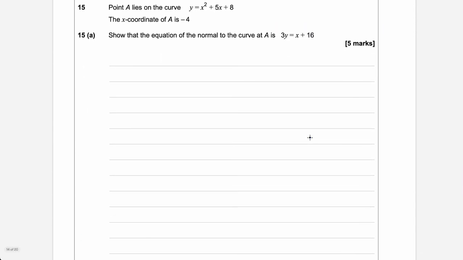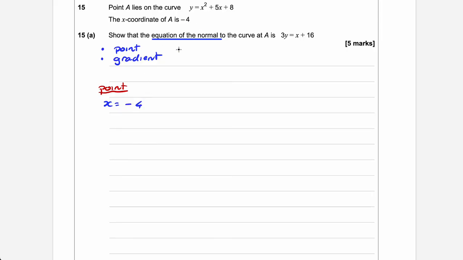Question 15. Point A lies on the curve. The x coordinate of A is -4. Show that the equation of the normal to the curve at A is this. Okay, so to find the equation of the normal, we need a point and we need the gradient. Okay, first let's find the point. We know the x coordinate is -4.